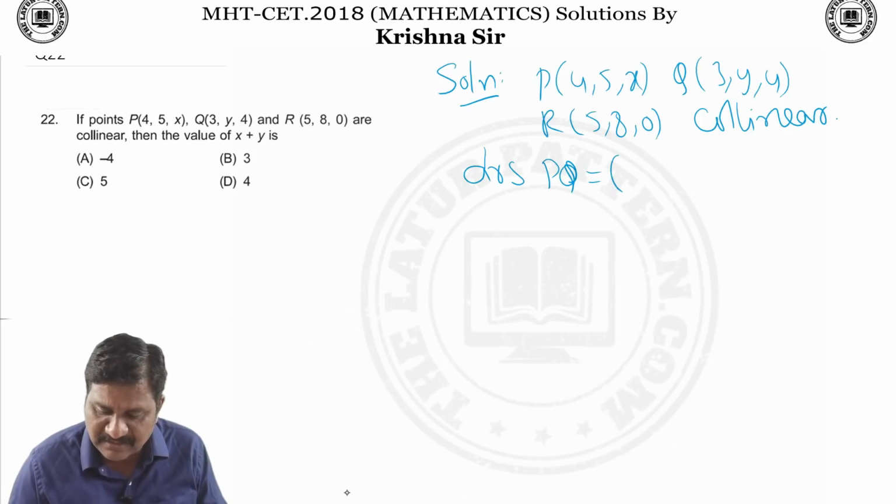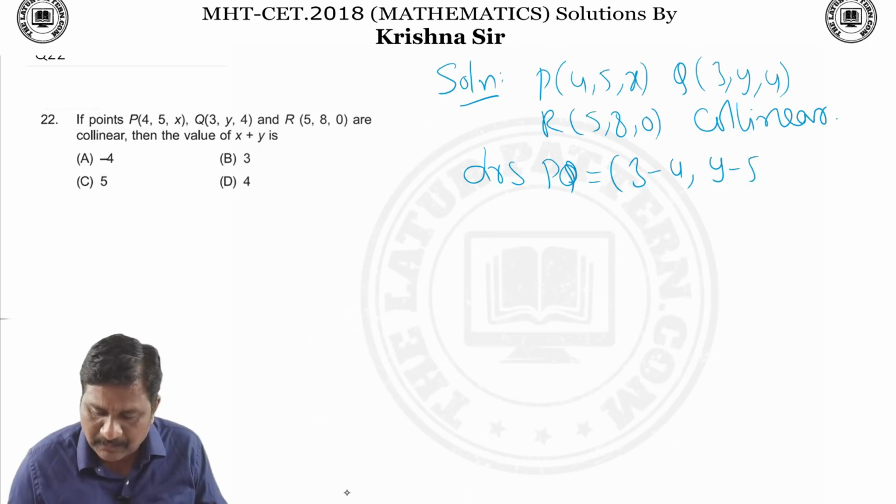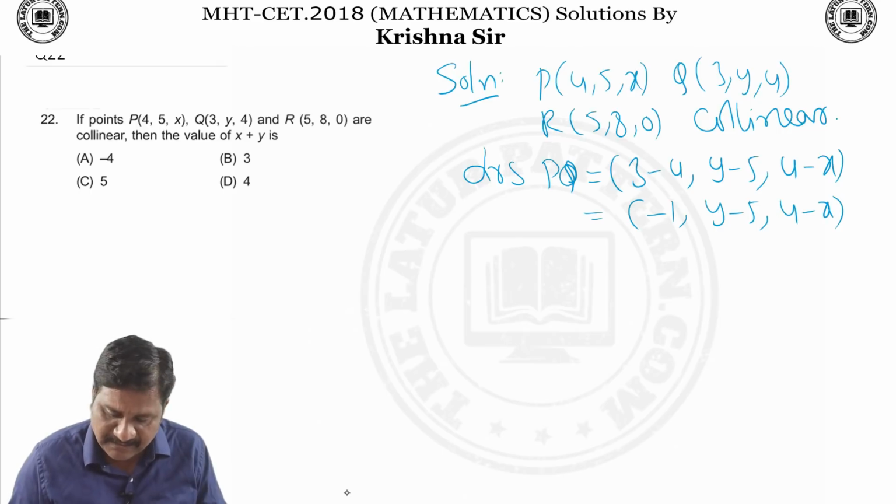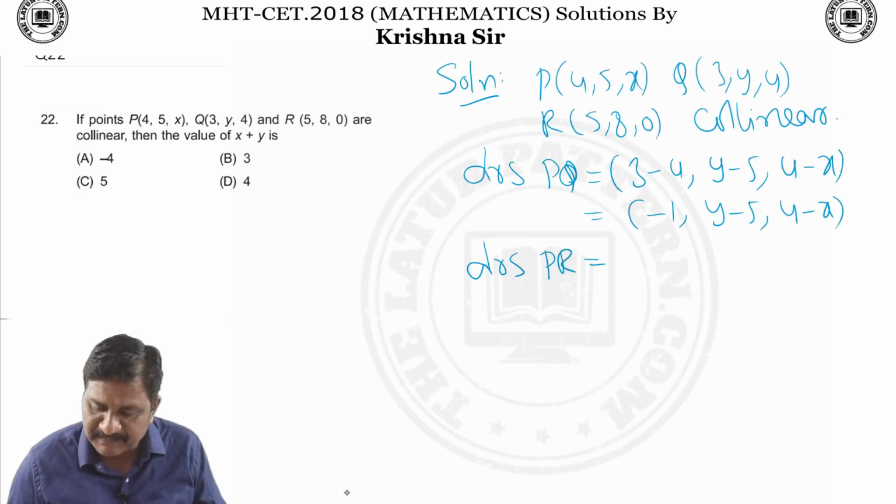the difference between P and Q is 3 minus 4, y minus 5, and similarly 4 minus x. So what are we getting? 3 minus 4 is minus 1, y minus 5, 4 minus x. Similarly, DRs of PR, P is (4, 5, x) and R is (5, 8, 0).